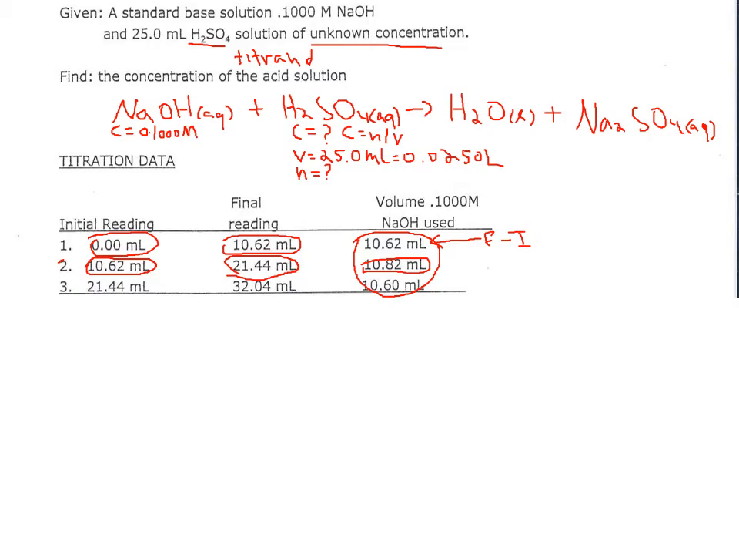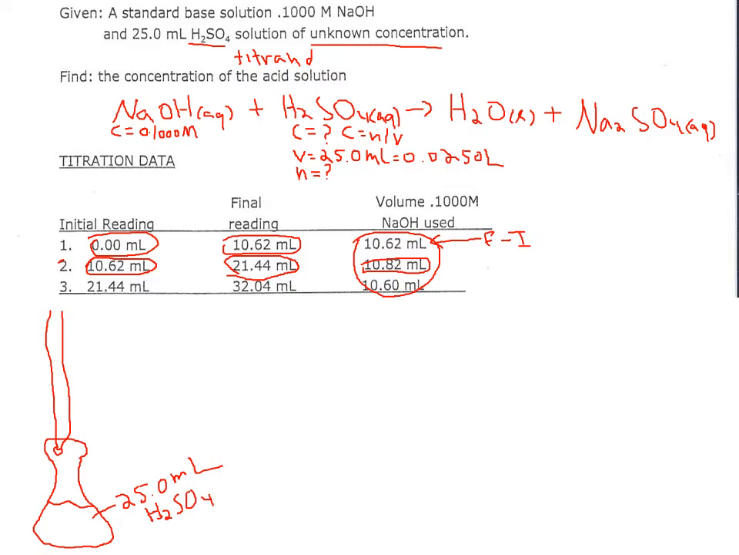And so just to show you what that would look like, I'm just going to draw one of the trials out. Here's my burette, poorly drawn. You want to start sketching these to make sure you understand what you're doing. Here's my Erlenmeyer flask with my acid in it. There's 25.0 mL of H2SO4, and there's probably some indicator in there, maybe some phenolphthalein.